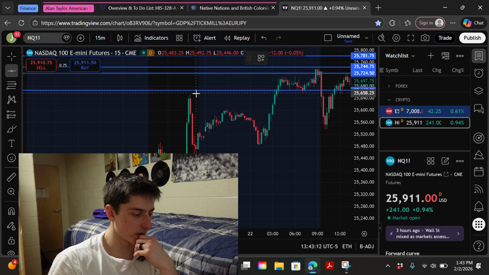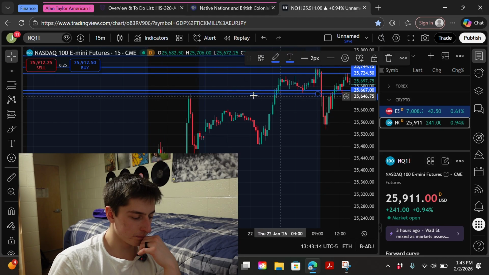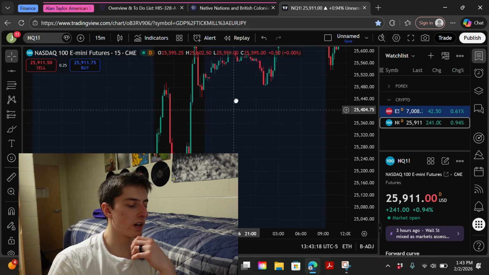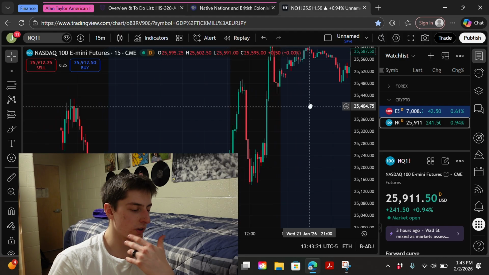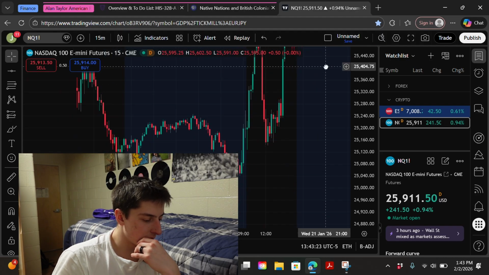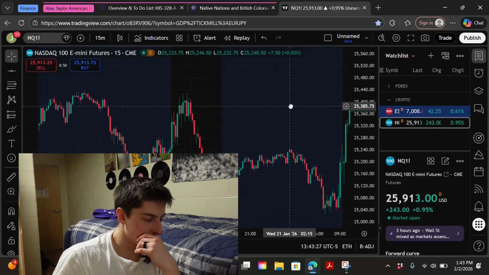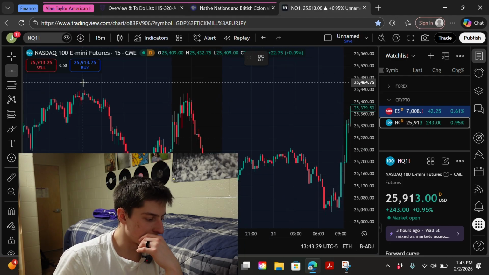So this is a significant liquidity draw right here. Goes down and goes up more. So it can be used as continuation, reversal, retracement, all of the above. It's very significant to trading. This is a really important zone right here.